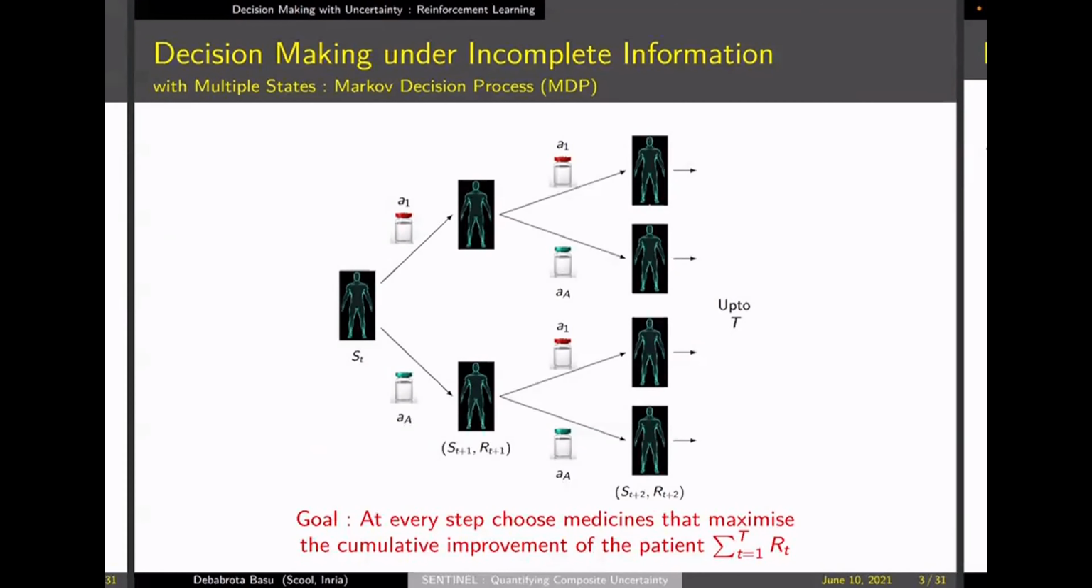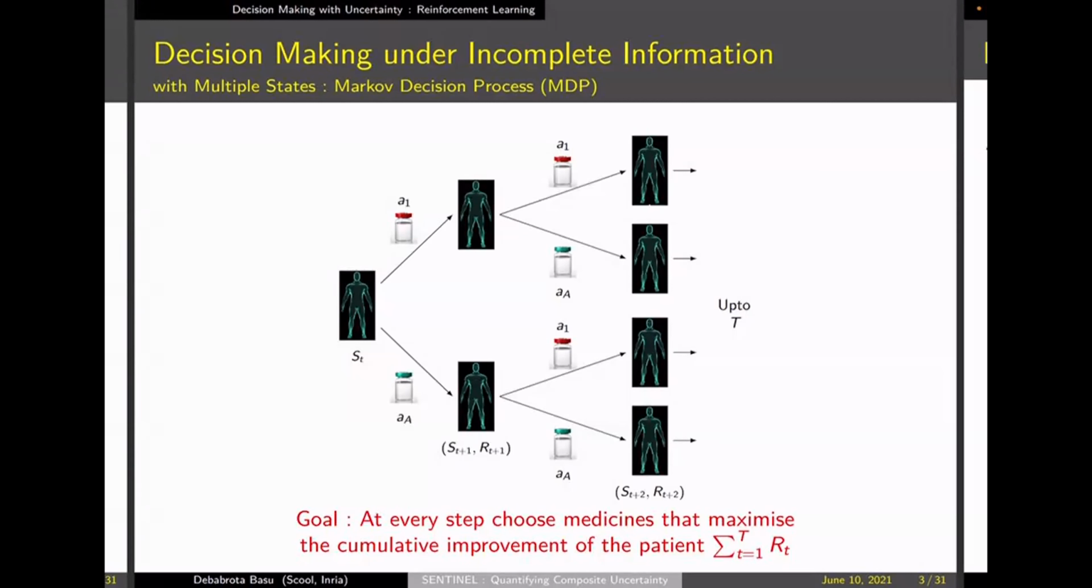Decision making depends on two main criteria. One is this incomplete information, because the doctor doesn't know two things. The doctor doesn't know the reward distributions, how the patient is going to improve, and what the medical states are that the patient is going to be in after applying the medicine.